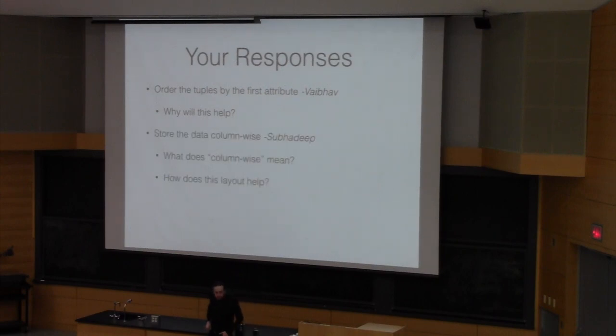From Shubhadeep, there was a suggestion that we store the data column-wise. What does that mean? Anyone ever heard the term column-wise? Yes. Can you speak up a little bit? Okay, so separate all of the attributes so that each attribute is stored with values of the same attribute from different tuples. So, for example, rather than storing it as a list of tuples, you store it as a tuple of lists. Why would that help? Yes.